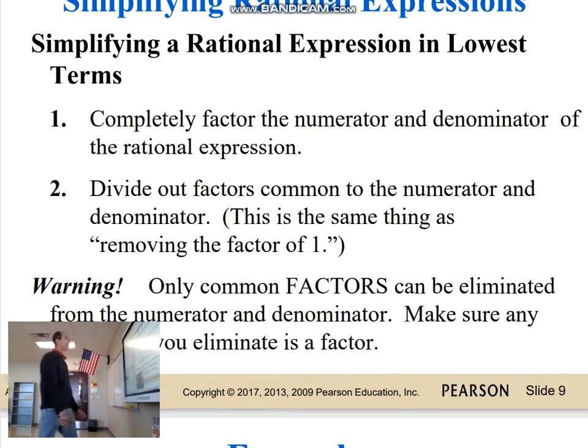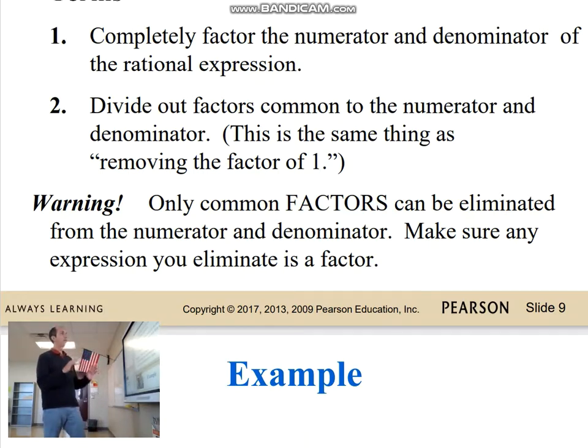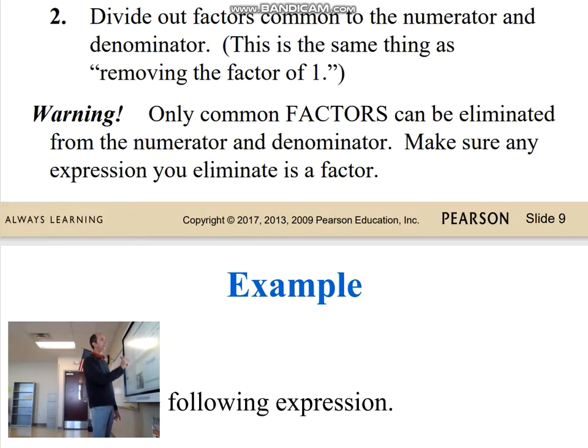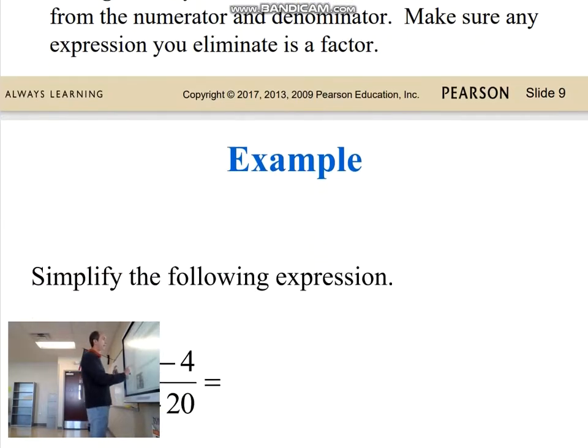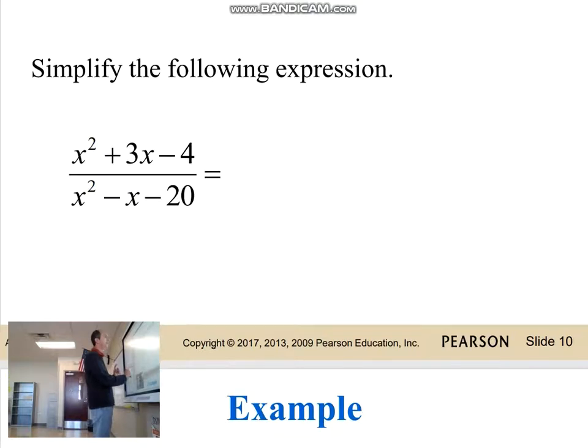Step by step. First, completely factor the numerator and denominator of the rational expression. Second, divide out factors common to the numerator and denominator. This is the same thing as removing the factors of 1. And a warning, pay attention: only common factors can be eliminated from the numerator and denominator. Make sure any expression you eliminate is a factor. You will see on the examples what we mean.